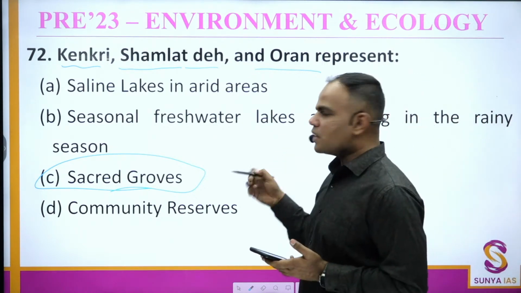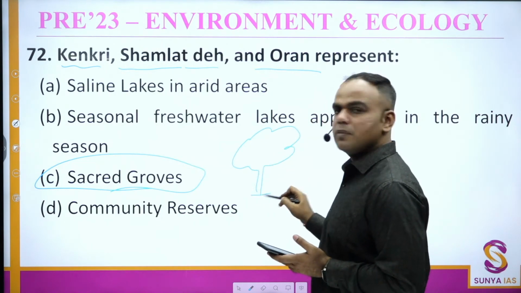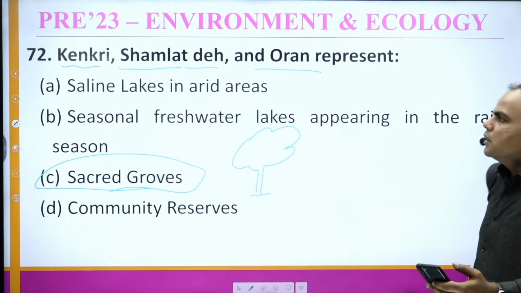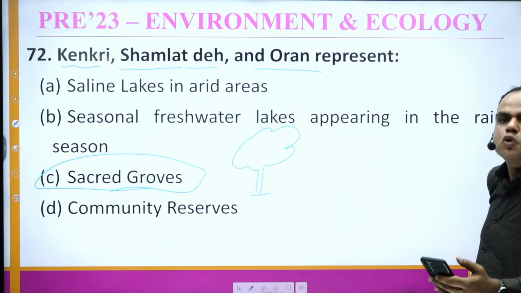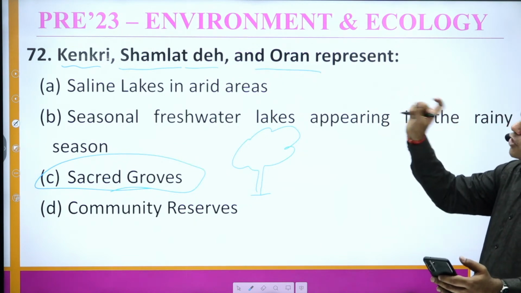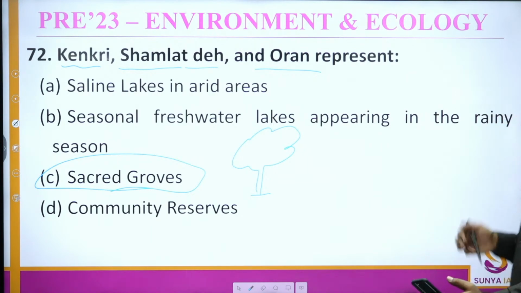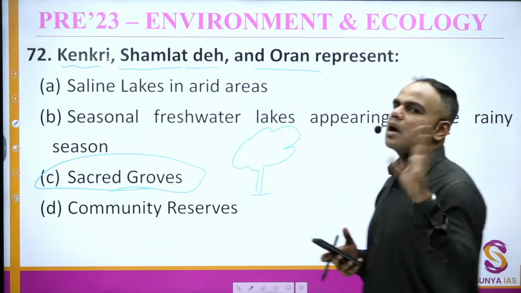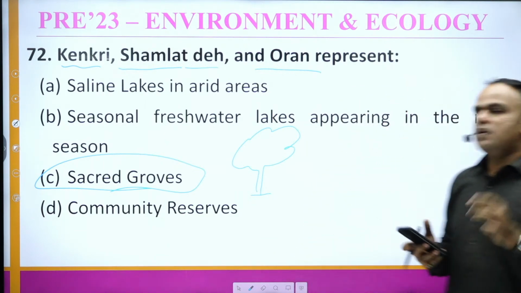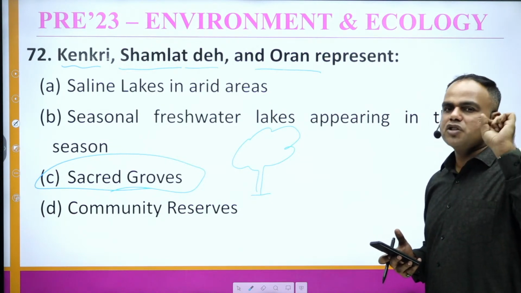Sacred groves are basically the trees etc. which are being worshipped by the people. So there is a very religious and cultural influence. You are already aware of the Bishnoi community worshipping the khejri trees. So Kenkri, Shalmat-De and Oran are these sacred groves. And by the way, these sacred groves are not covered under any act. They are not given a legal entity as well. So if you get a statement like sacred groves are covered under the Wildlife Protection Act, that would not be correct.